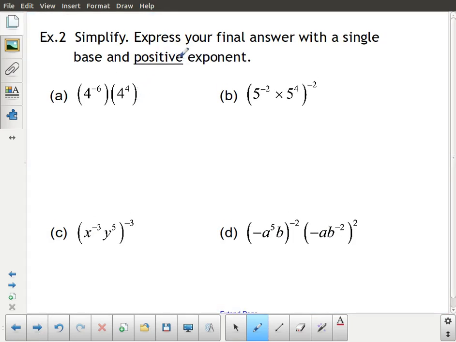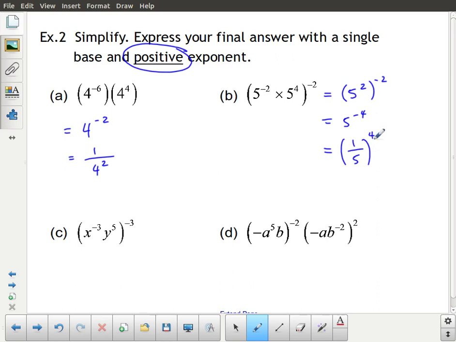So applying these things, now it says, same as a question we did before, except now it wants positive exponents. So this first one is actually what we did before. 4 to the negative 6 times 4 to the 4 is 4 to the negative 2, adding those two exponents together. But that's equal to 1 over 4 to the positive 2. Five to the negative 2 times 5 to the 4 is 5 to the 2. All to the negative 2 is 5 to the negative 4. And the alternate form for this is I could write this as 1 over 5, all to the positive 4, if I wanted to.